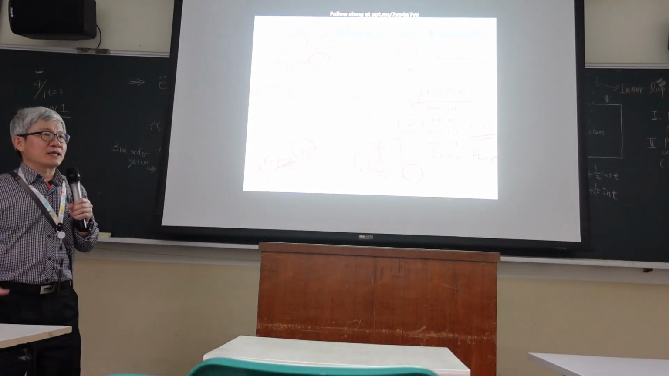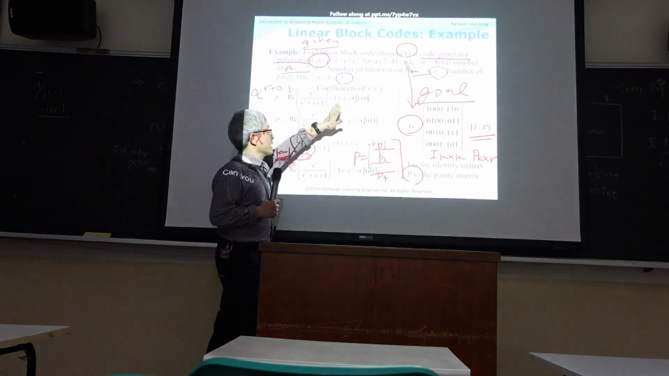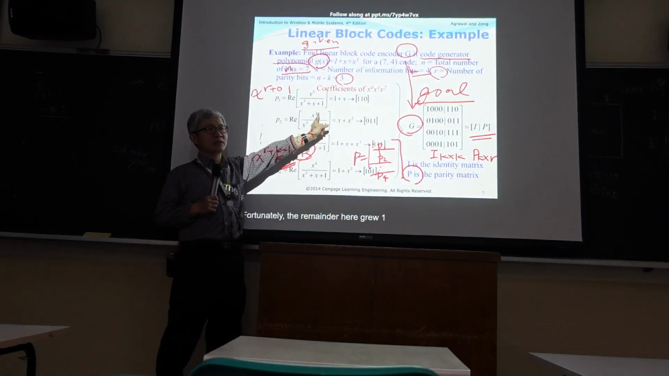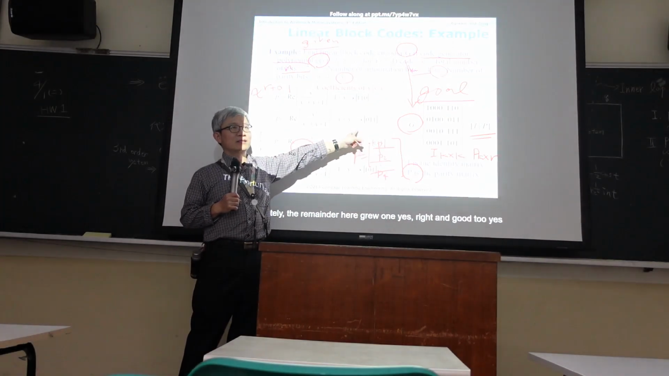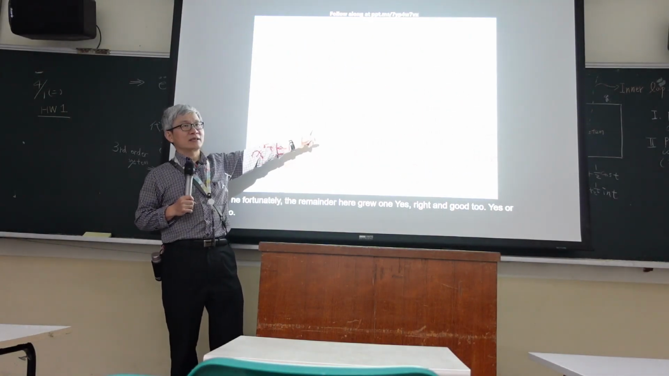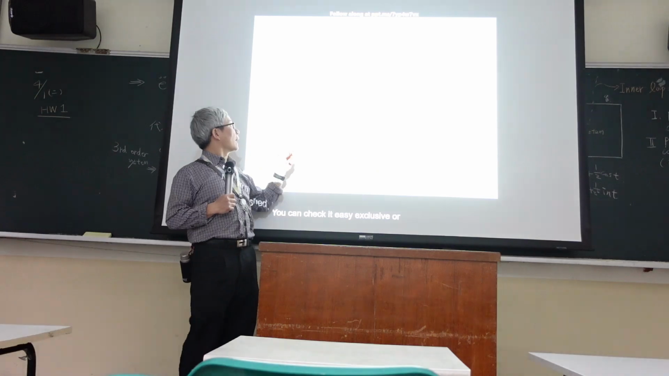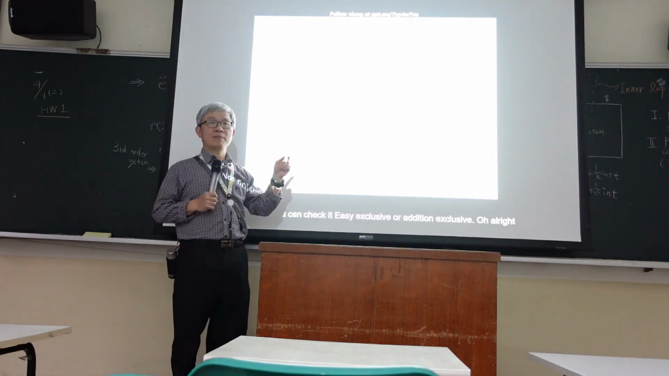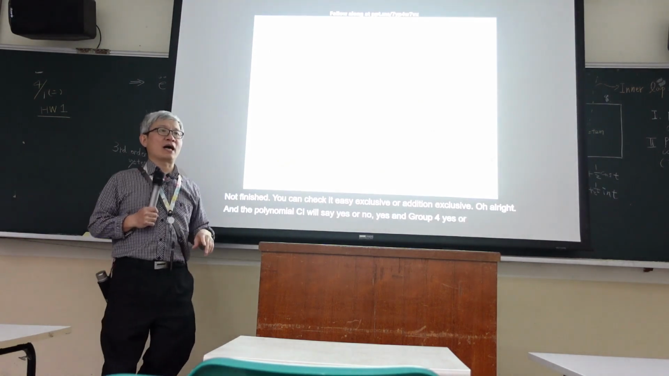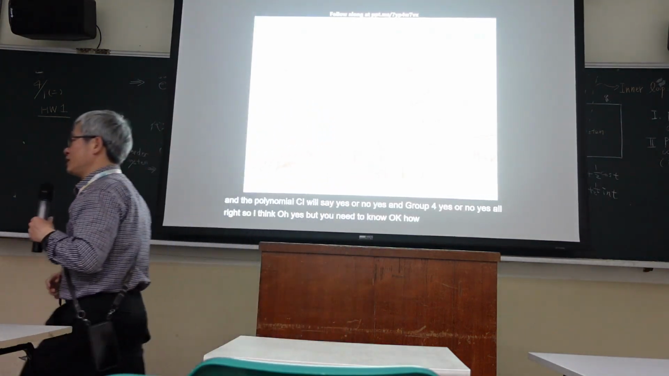So first of all, can you make sure the polynomial method here, group 1, yes, right? And group 2, yes or no? Not finished? You can check it, using exclusive or addition. Exclusive or, right? And the polynomial 3 by group 3, yes or no? Yes. And group 4, yes or no? Yes. Alright, but you need to know how you have the addition here.